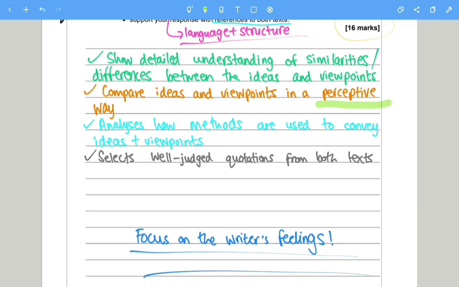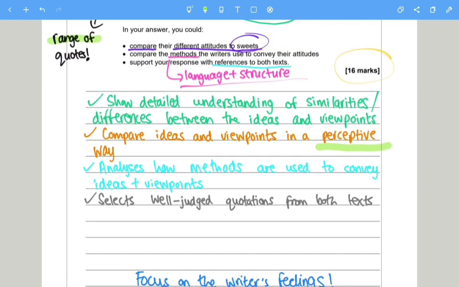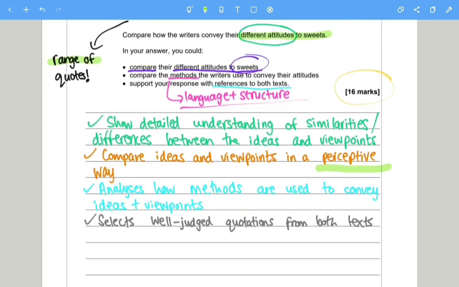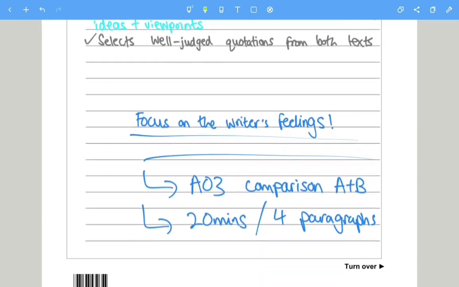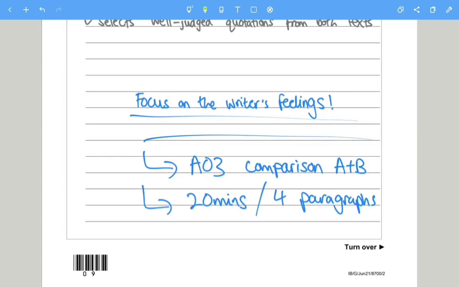Now, a lot of students ask me, can you analyze language? Can you analyze structure? The simple answer is yes, but you need to link it back to the writer's perspectives and their attitudes. How does it link to the writer's perspectives and attitudes? So I put some top tips here and some general information that you need to consider. So focus on the writer's feelings. This question is all about the writer. So source A and source B, how do the writers feel?